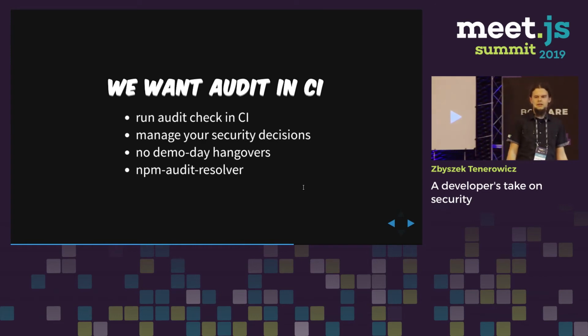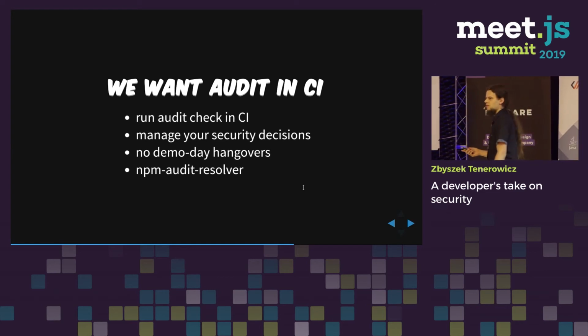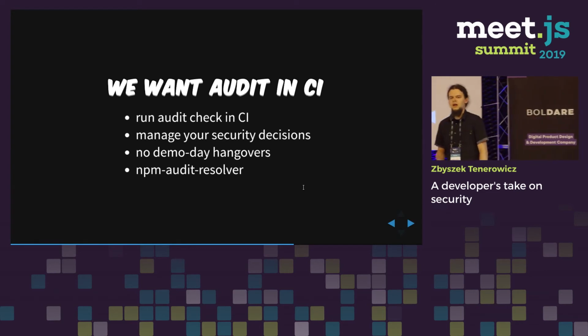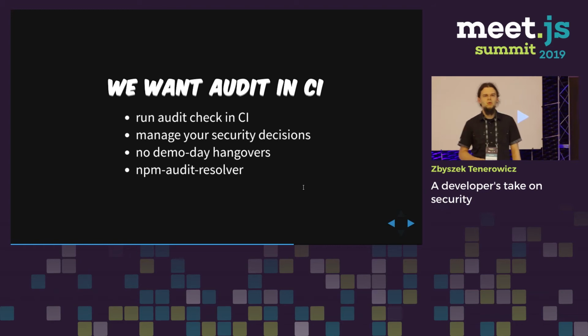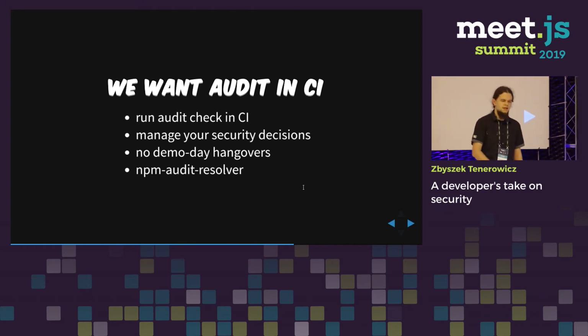So how do I do that? How do I manage my security decisions if npm audit is telling me, you have more than 0 problems to solve, now let's crash your build, and everything's red?